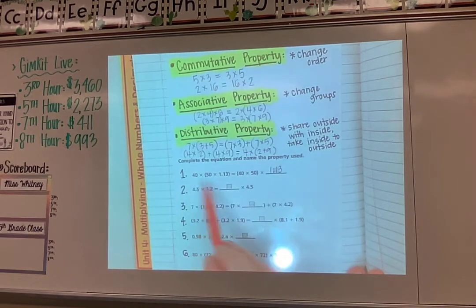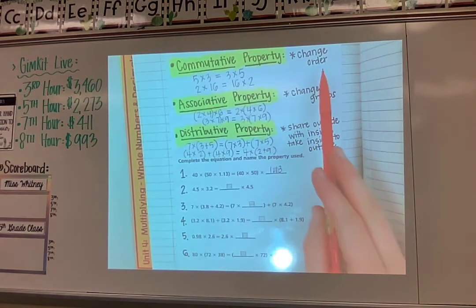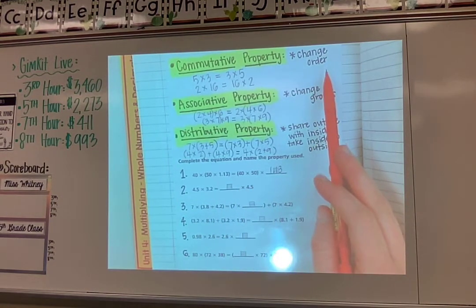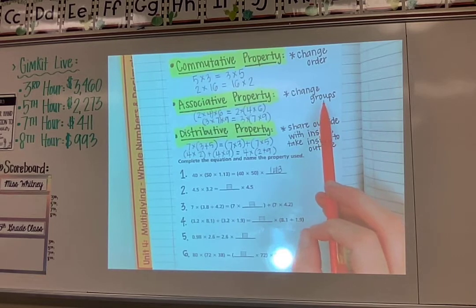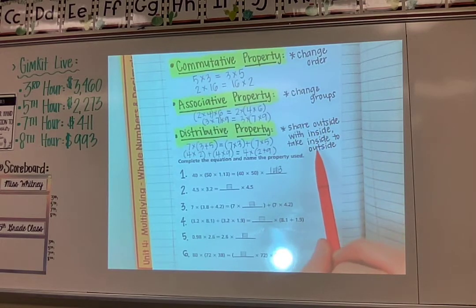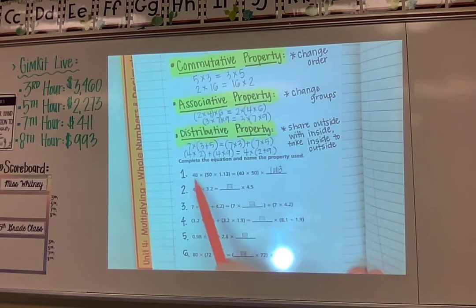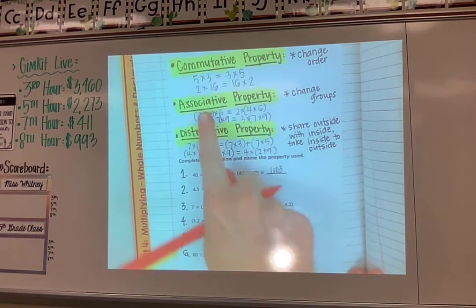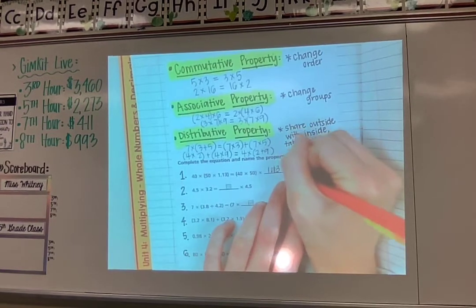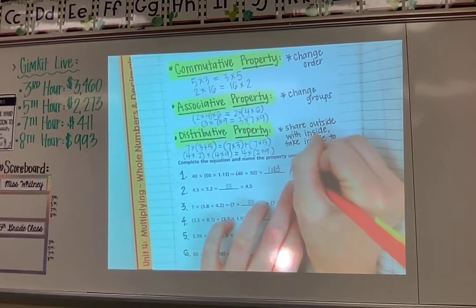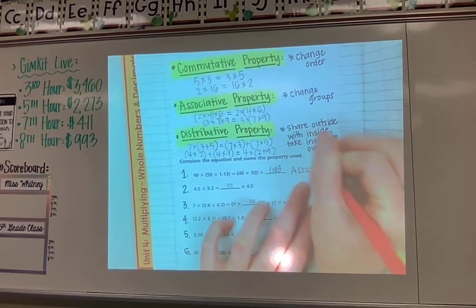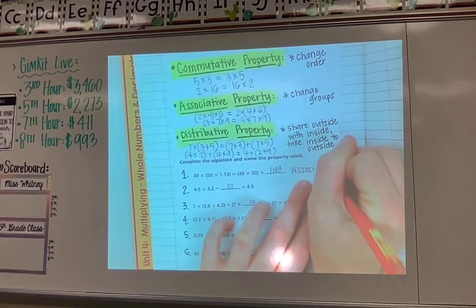So looking at this side compared to this side, have they changed the order of the numbers? Have they changed the grouping of the numbers? Or have they shared the outsides and the insides? Well, the order has stayed the same, but the parentheses are moved. So they have changed the groups, which would mean this is the associative. So I would just write associative right here, because that is the property that they have used.